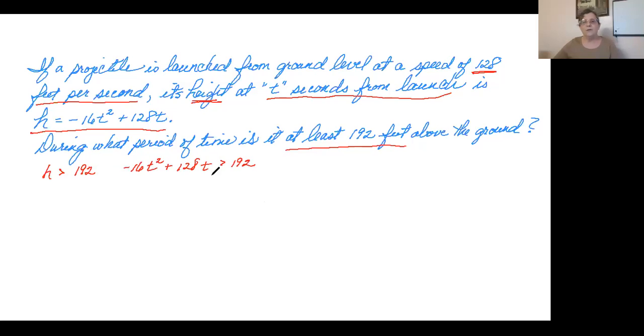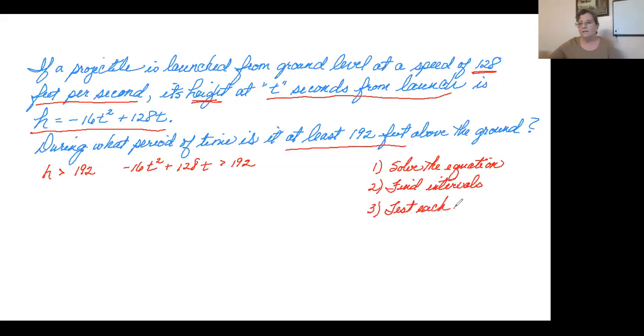If negative 16 T squared plus 128 T is greater than 192, then remember, first thing we want to do is solve the equation, change it to an equals. What you cannot do is set this greater than zero and then set the factors greater than zero. That does not work. You solve the equation. Find your intervals. You can mark the solutions on a number line and determine what your intervals are. And then test each interval by plugging in a test value.